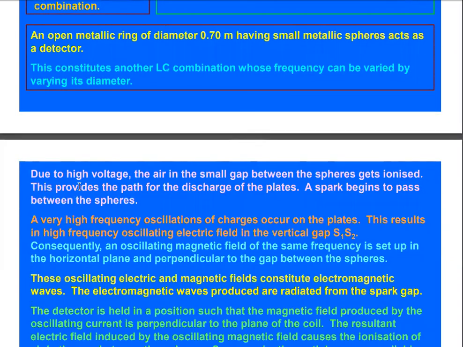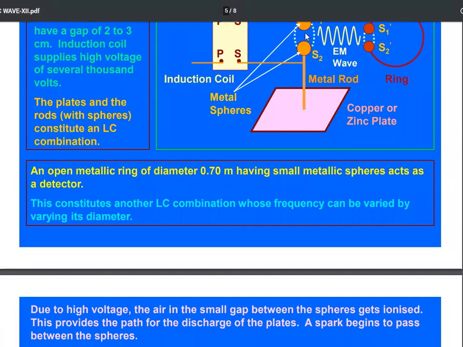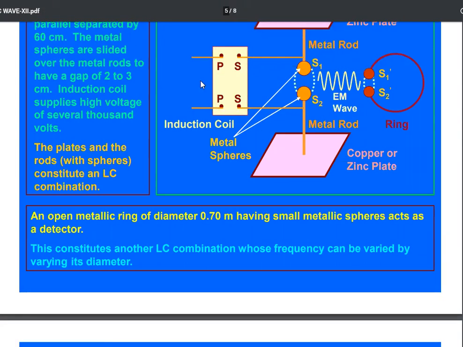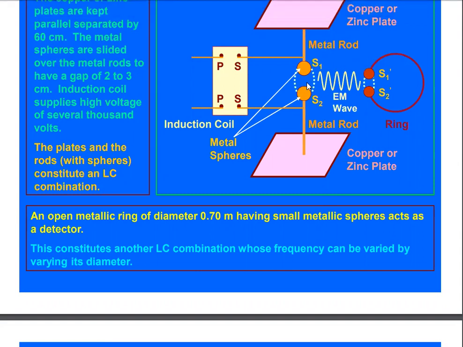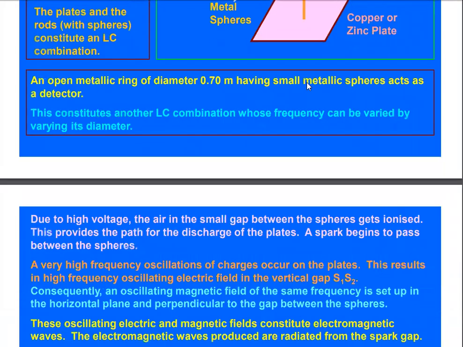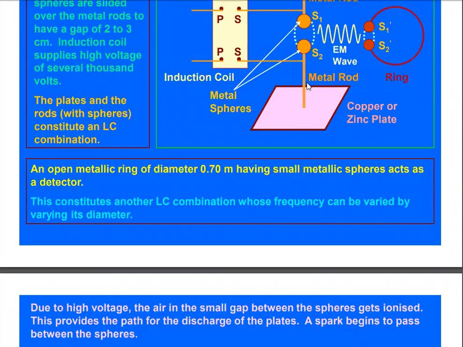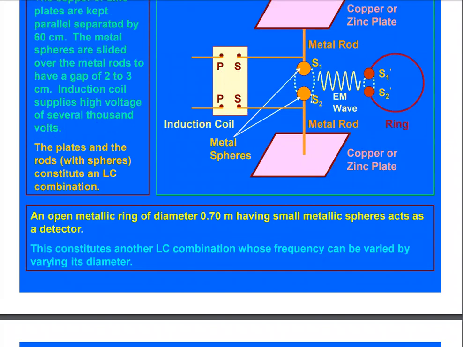And due to high voltage, the air in the gap, a small gap between the sphere, get ionized. Here you see, here is the air, and because of high voltage supplied by the induction coil, the air itself get ionized. It means it will have anions and cations, and hence these 2 ions will move to the opposite ball.